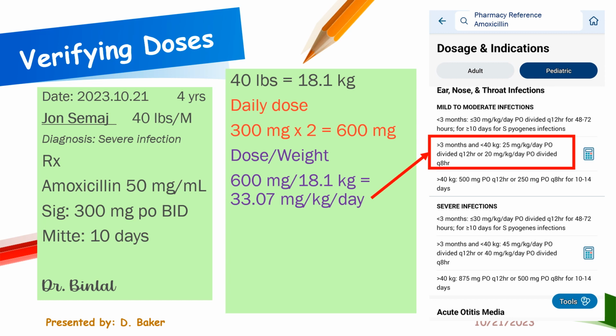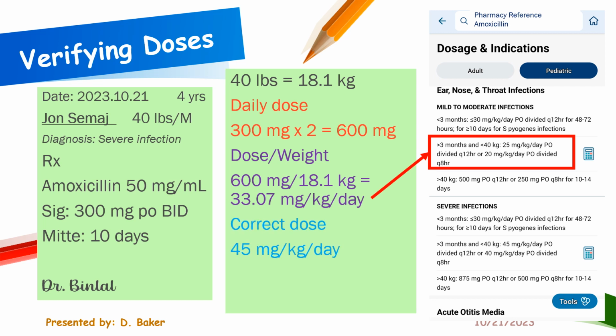Now, is this appropriate? This is actually not appropriate based on the fact that it's noted on the prescription here that John has a severe infection. So what should John's dose for the amoxicillin be then, considering that he has a severe infection?